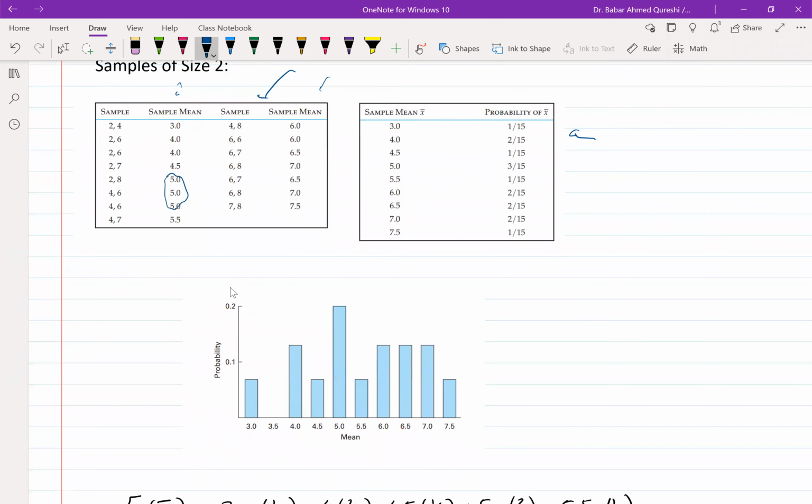And here you can draw this probability distribution. 3.5 does not appear, so it has 0 probability, and all the other means, their probabilities are listed in this. This kind of graph is called a histogram, where you are listing all possible values or maybe a range of values, and for each value you are either showing the frequency, that is how many times it appears, or the probabilities.